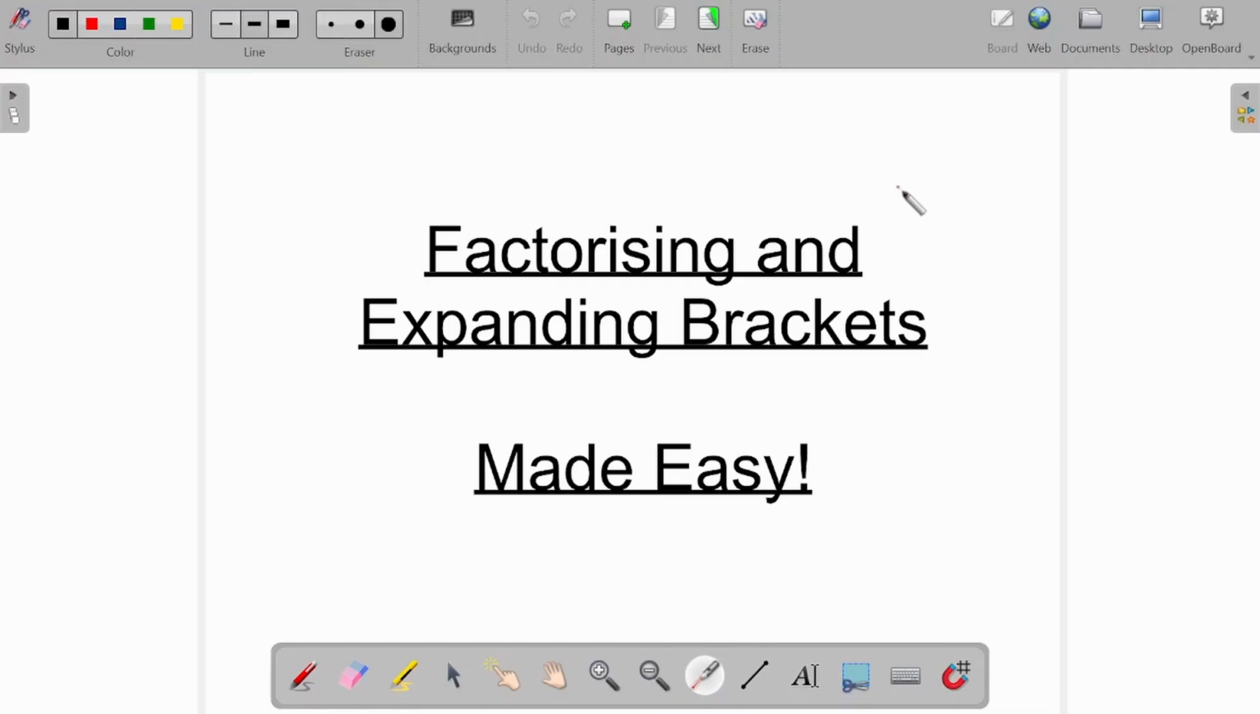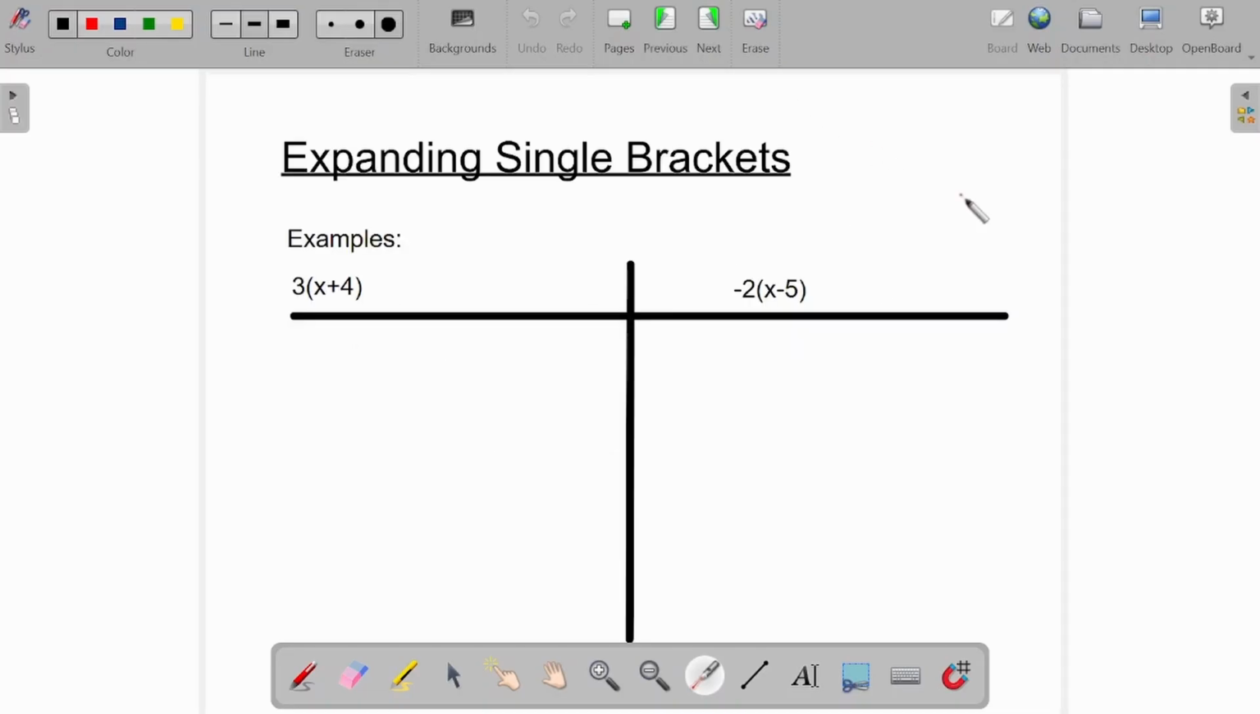Today we'll be focusing on two very essential algebra skills, that is factorising and expanding brackets. So first we'll be looking at expanding single brackets. This is where there is only one bracket here. So what we do is we see this number here and we times it by each of these terms. So that would be 3 times x and 3 times 4. So that expands out to 3x plus 12.